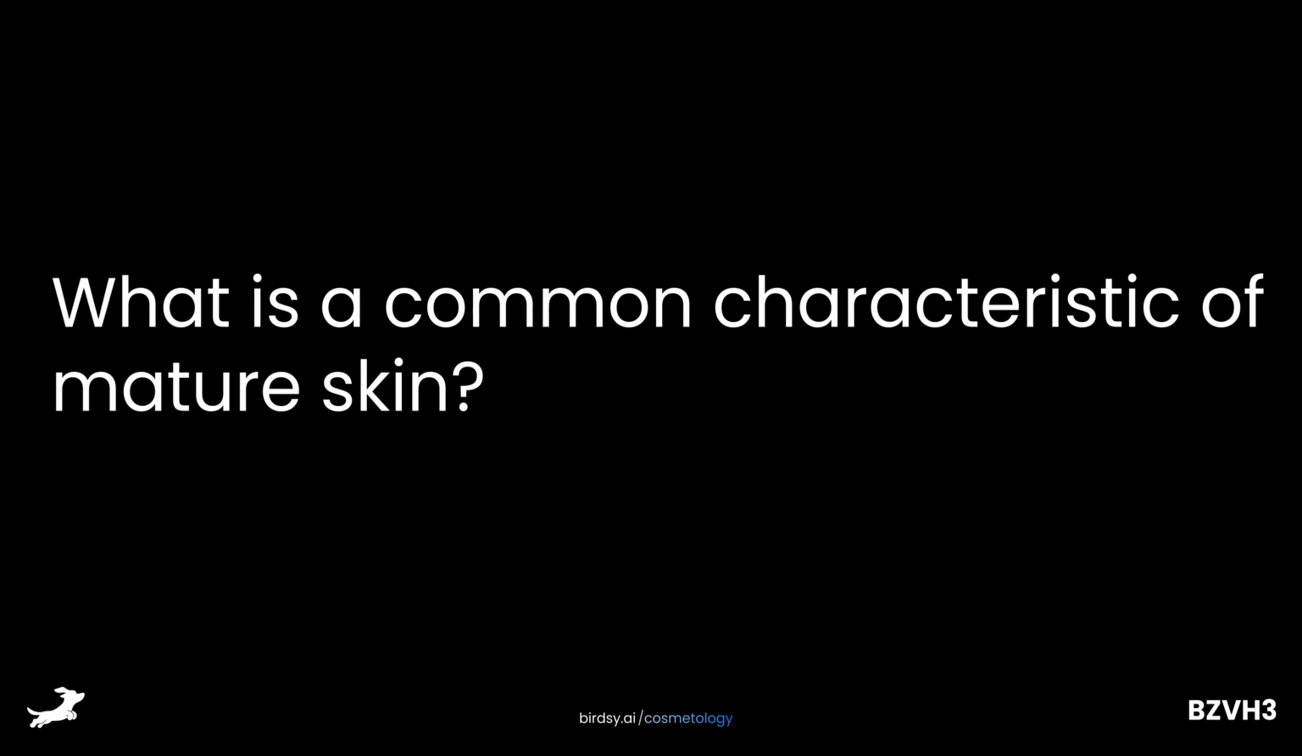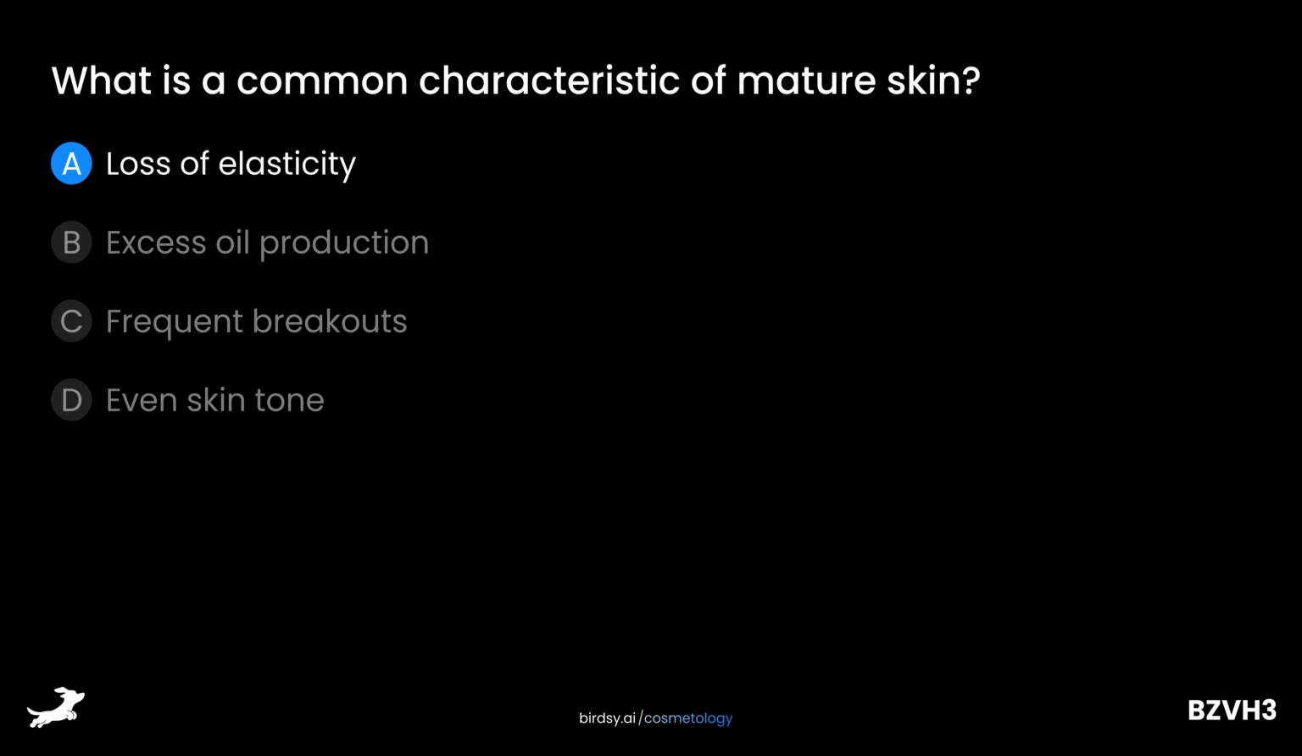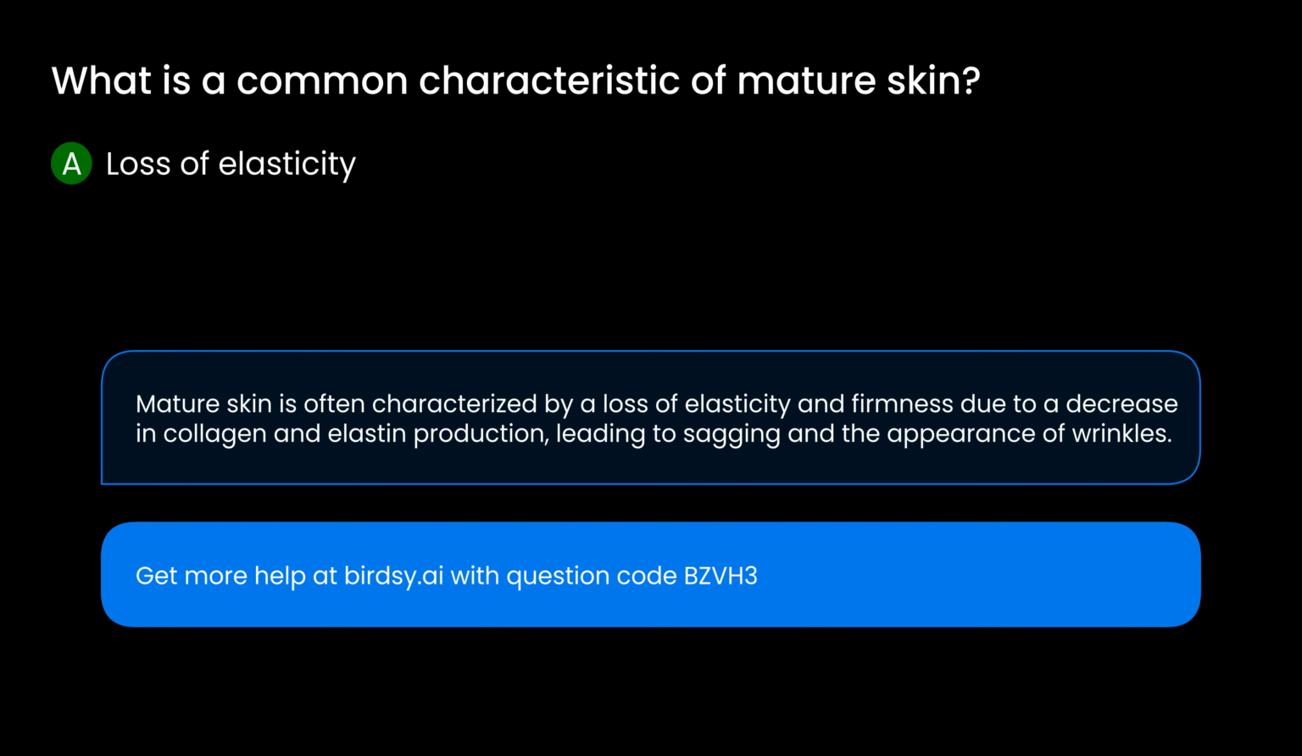What is a common characteristic of mature skin? Is it A, loss of elasticity, B, excess oil production, C, frequent breakouts, or D, even skin tone? The answer is A, loss of elasticity. Mature skin is often characterized by a loss of elasticity and firmness due to a decrease in collagen and elastin production, leading to sagging and the appearance of wrinkles.